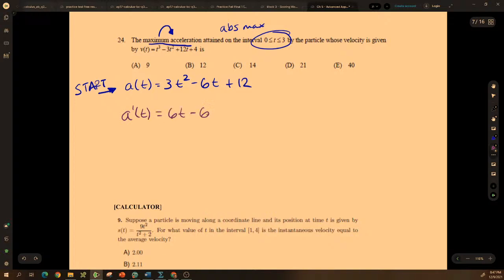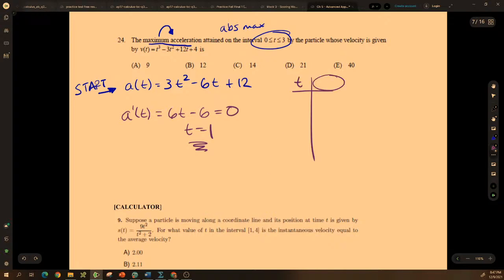So I want to take the derivative of the jerk, essentially, and set that to 0. I solve, I get t equals 1. So that's my critical point. And then to find the absolute maximum and figure out which one it is, I make this table.